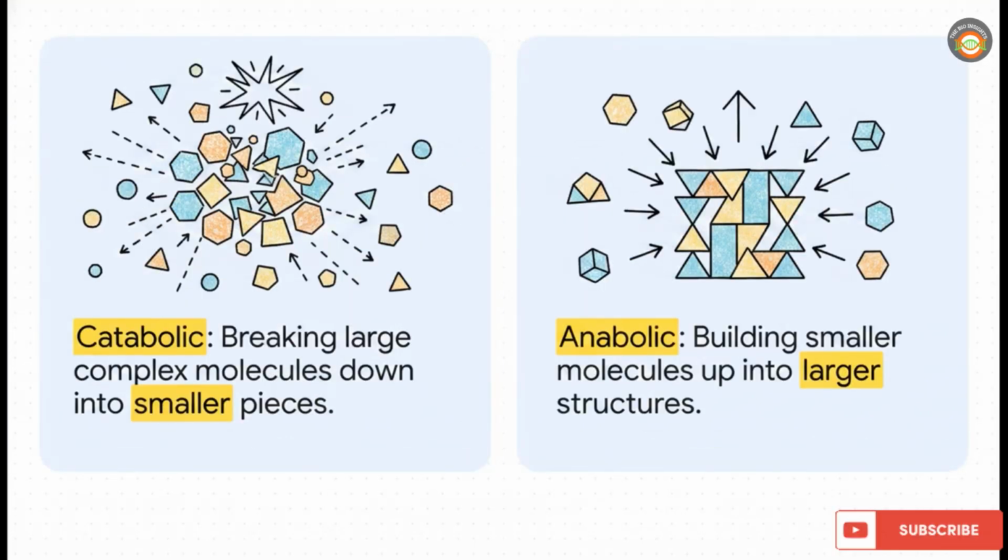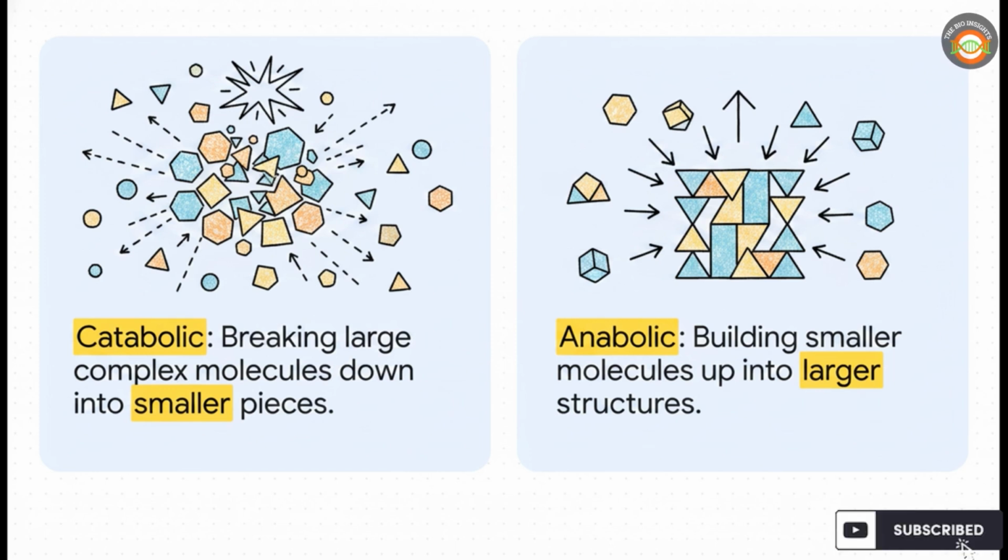But not all enzymes are doing the exact same kind of work. They essentially perform two opposite functions. First, we have catabolic reactions. These enzymes take a really large, complex molecule and break it down into smaller pieces. Your digestive enzymes are catabolic. They take a big bite of food and break it down into soluble nutrients that your blood can actually absorb. On the flip side, we have anabolic reactions.